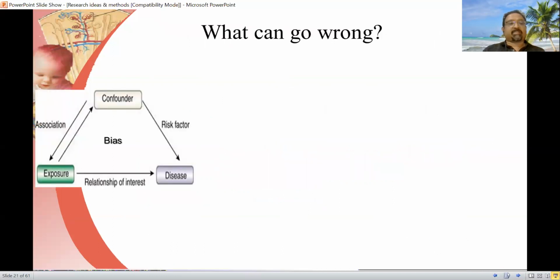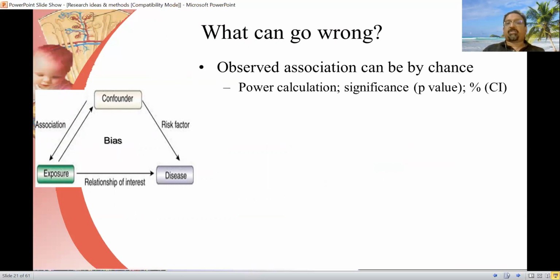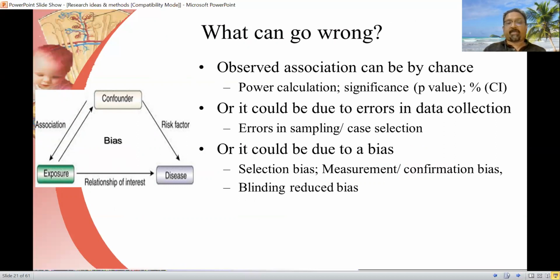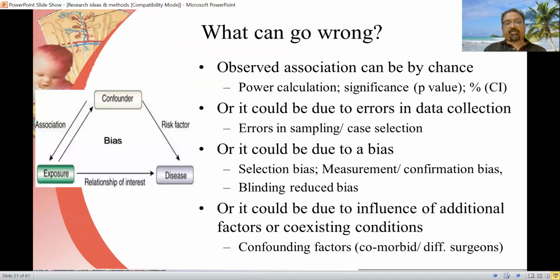So what can go wrong in a study? You have to be aware that there are multiple biases that can be there. An observed association can be by chance, and the power calculation is important upfront to make sure that you have enough sample. Or it could be due to errors in data collection, errors in case selection, errors due to selection bias. Blinding is a method to reduce the bias. Or it could be due to the influence of an additional coexisting factor, like a confounding factor. We often see during COVID outcomes that some countries have better outcomes. That may be just simply because they have less morbid patients or younger patients. So these are all confounding factors.